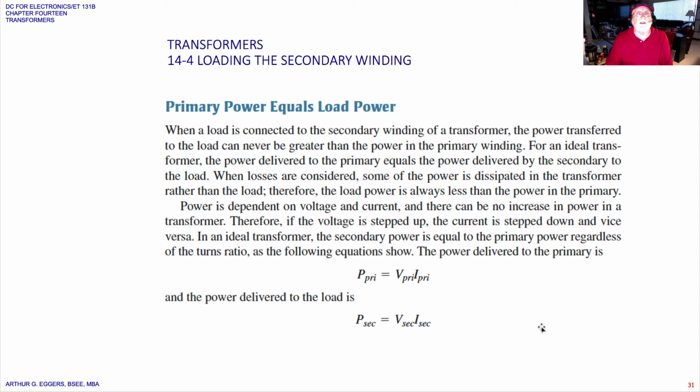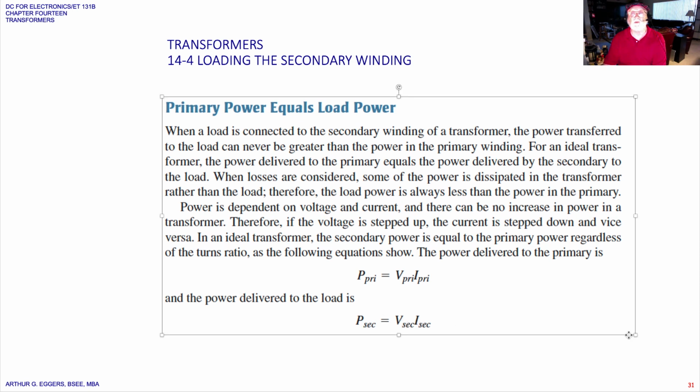Therefore, if the voltage is stepped up, the current is stepped down, and vice versa. In an ideal transformer, the secondary power is equal to the primary power regardless of the turns ratio. The power delivered to the primary is power primary equals voltage times current, just like we've seen before, the power law rather. Primary voltage, primary current. The power delivered to the load, P secondary, voltage secondary, current secondary. So we're back to Watt's law as it relates to transformers.